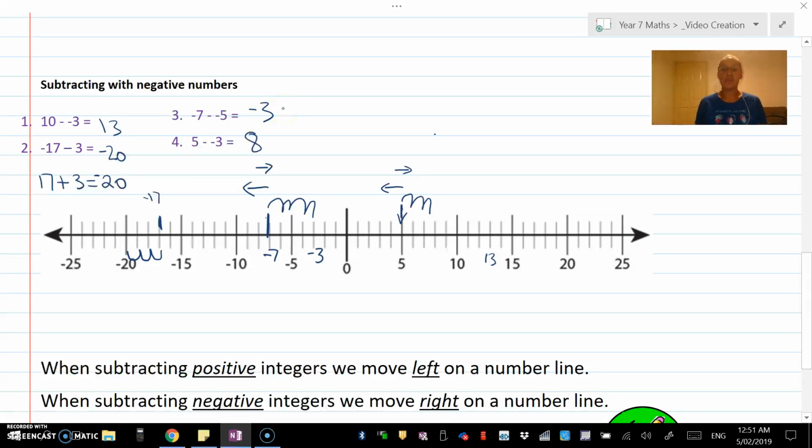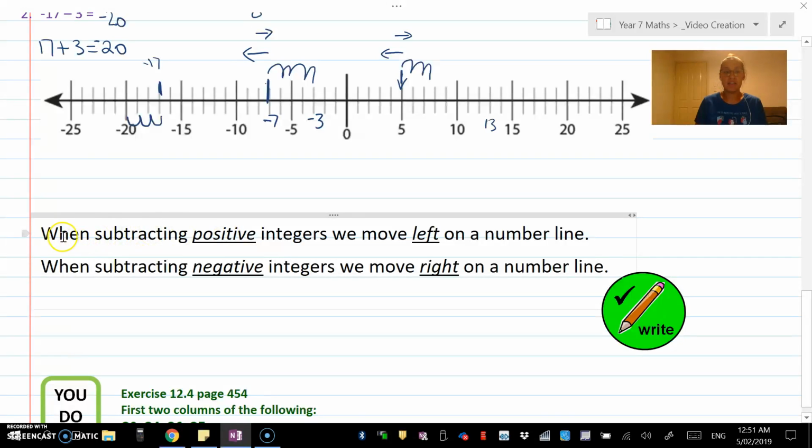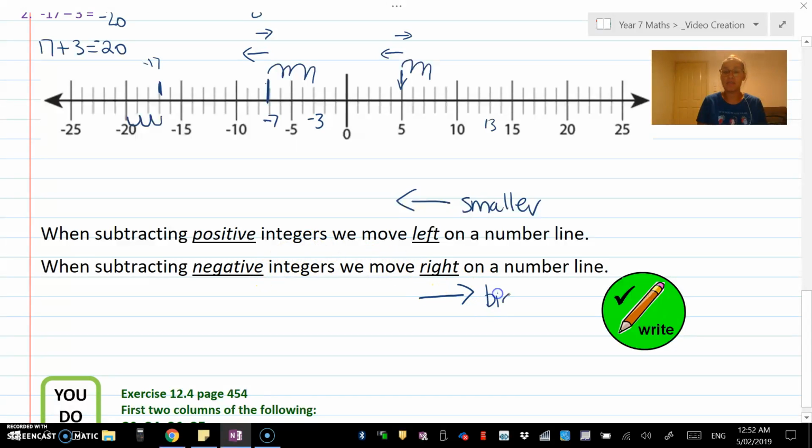Okay, so it's slightly different. You can write that down. When subtracting positive numbers, we move to the left because that's that way, and the numbers become smaller, and that's convention. And then if you are going the other way, if you're subtracting negative numbers, you're going to go right, and the numbers become bigger. So kind of like addition. So keep that in mind.